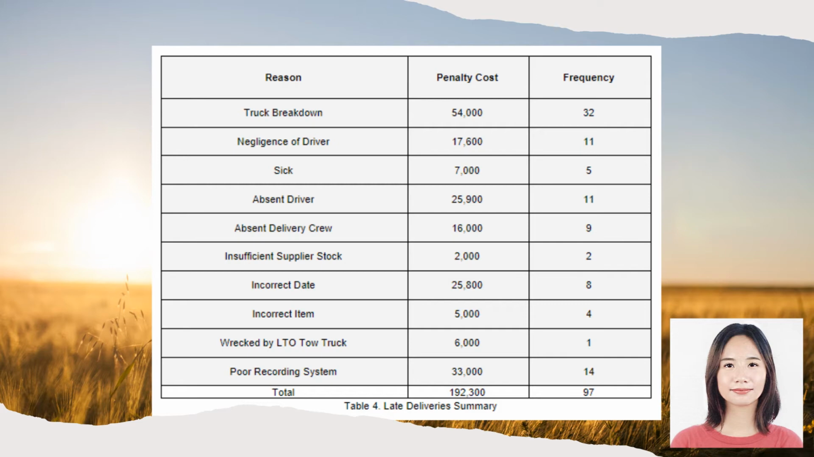Table 4 also shows that truck breakdown is the leading cause of late deliveries, resulting in the highest penalty cost. Seeing how this affects the company's financial well-being, the group concludes that this problem needs to be addressed.